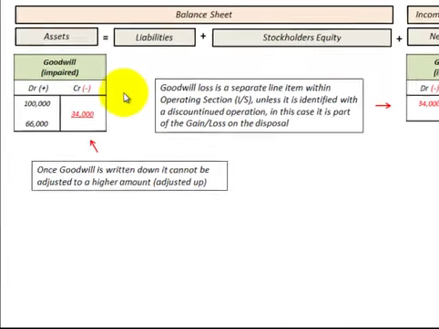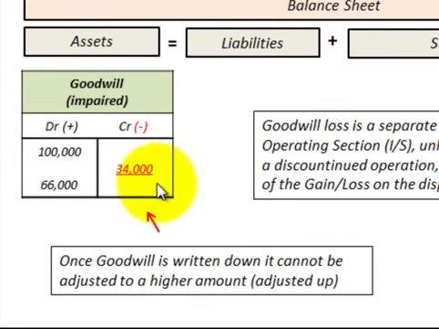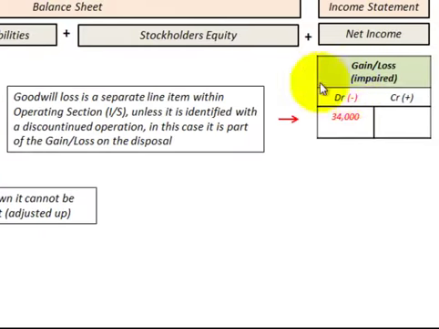Okay, to record this goodwill loss here, we would reduce our goodwill account by $34,000. So we start out with $100,000, so our net amount here would be $66,000. And then we'd recognize a loss over here as part of our net income. And that goodwill loss here would be a separate line within the operating section on the income statement, unless it's identified with a discontinued operation. In this case, it would be part of a gain or loss here on the disposal.